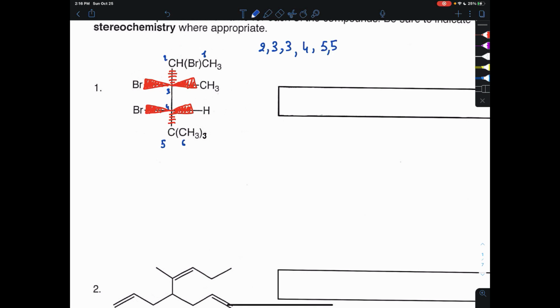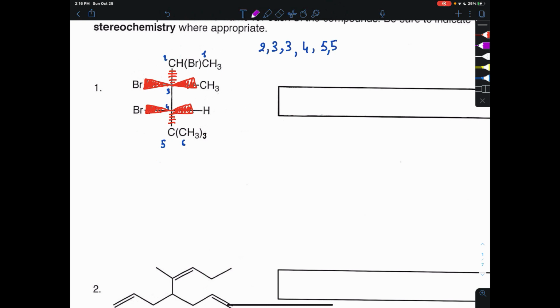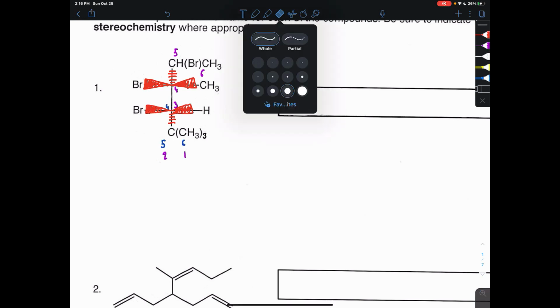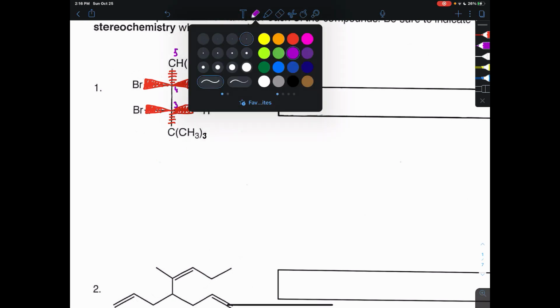Now if I go the opposite way, if I start counting from this side, so let me choose purple for this. I'm going to have 1, 2, 3, 4, 5, and then 6. So I'm going to have 2 subs on carbon number 2. So this one will win, right? Because I choose the first point of difference, so 2, 3 versus 2, 2. So the purple wins. I need to erase the blue stuff. So now following the purple counting.